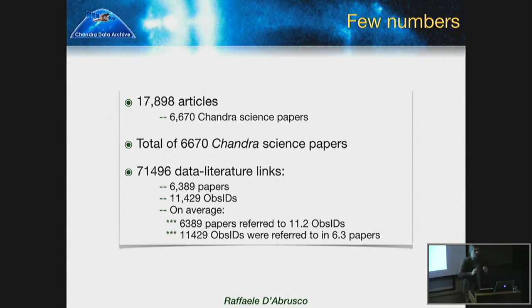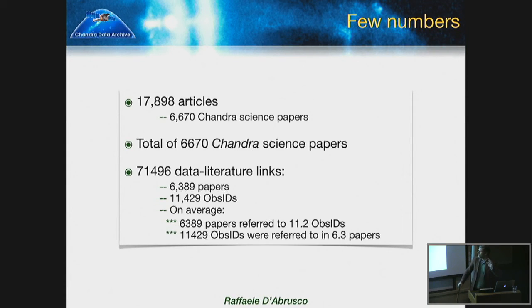But the point is that we produce numbers out of this huge work. And the numbers are actually compelling. Because if you look at that, I'm just going to point out that there are, as of yesterday, because that was the last time I checked, almost 6,500 papers which are in some way connected to Chandra.